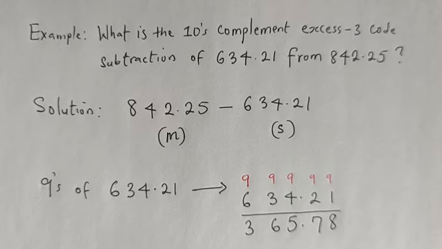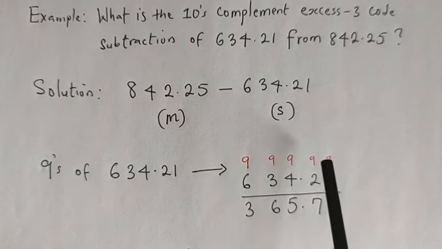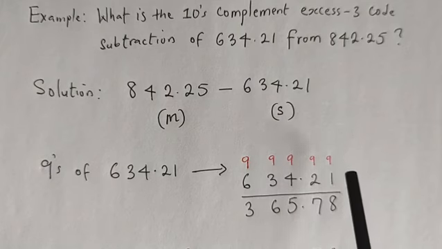Now the first thing we need to do is to obtain the 9's complement of the subtrahend. To do that, all we need to do is to subtract each and every digit in this number from 9. So we're going to say 9 minus 6, which is 3, 9 minus 3, 6, 9 minus 4, 5, dot, 9 minus 2, 7, and 9 minus 1, that will give us 8. Once we have done this, remember what the rule says. It says we need to obtain the 10's complement of this result.